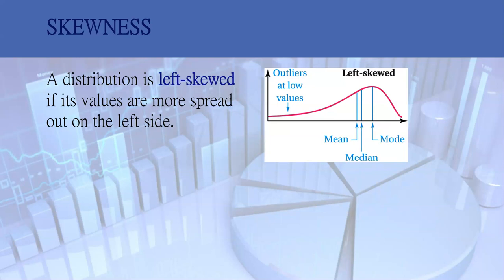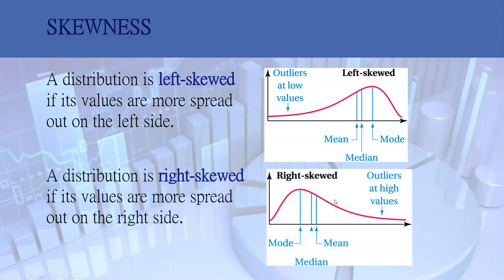So a distribution could be left skewed if the values are more spread out on the left, meaning where are your outliers? The outliers in this case are on the left. The mean would also get pulled to the left then. Median and mode are not affected by outliers, so they would be wherever they are. But the mean would be pulled over to the left because the outliers are on the left. Versus right. Right skewed is where is it more spread out? So where are the outliers in this case? Outliers are on the right, which pulls the mean towards the right.